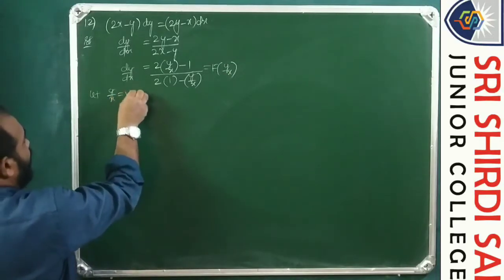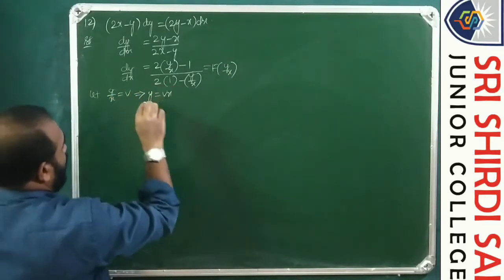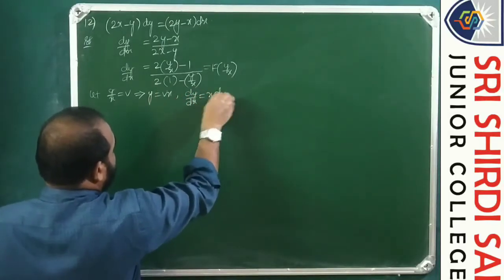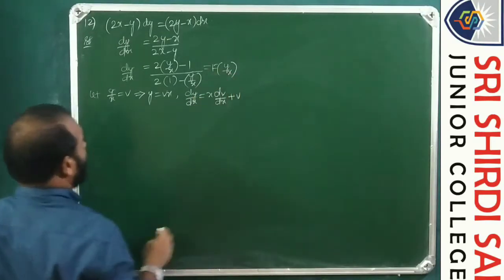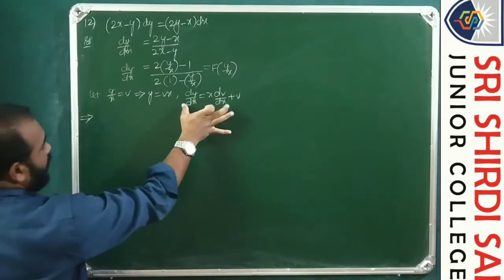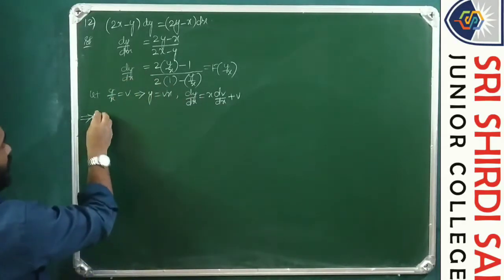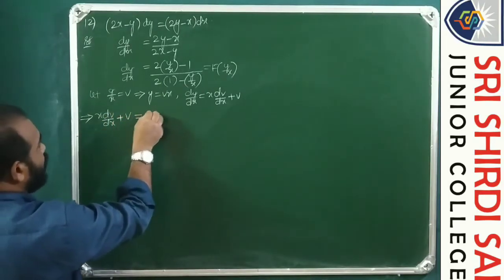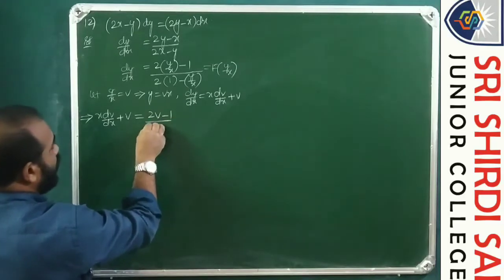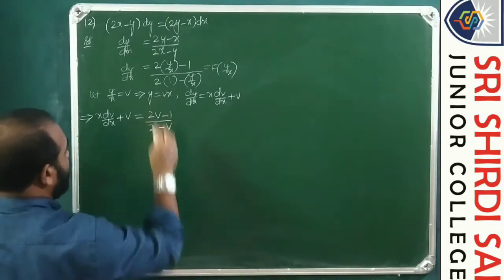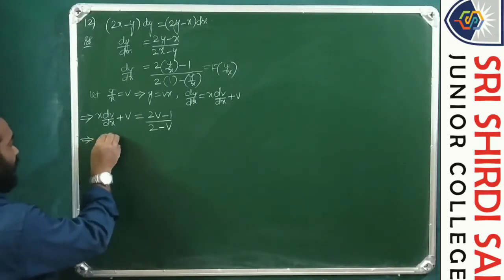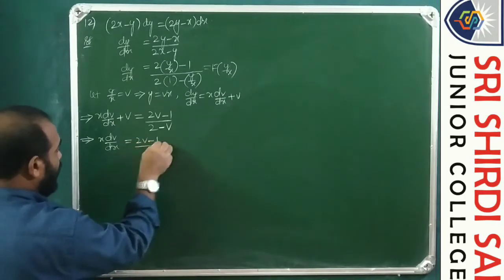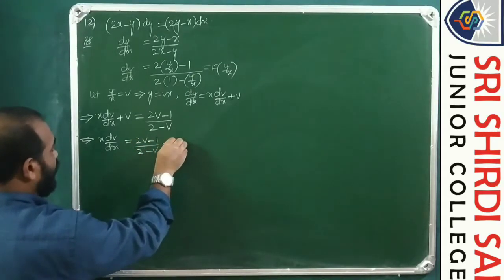Let y by x equals v, so y equals vx. On differentiating, we get dy by dx equals x dv by dx plus v. Now substitute dy by dx, x dv by dx plus v, into the equation. So x dv by dx plus v is equal to (2v minus 1) by (2 minus v). This gives x dv by dx equals (2v minus 1) by (2 minus v) minus v.